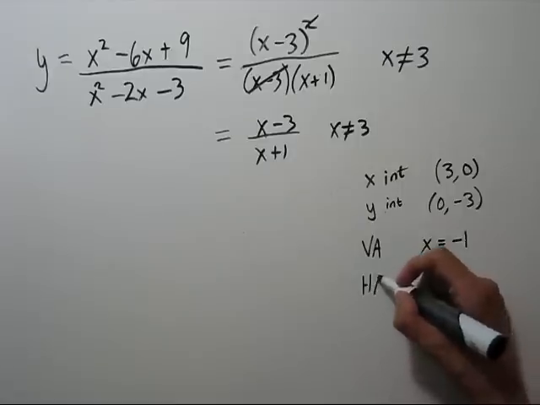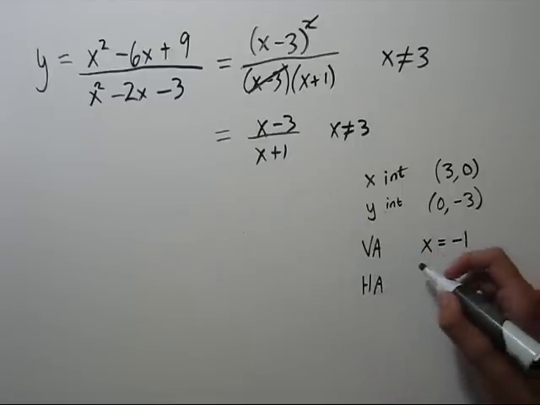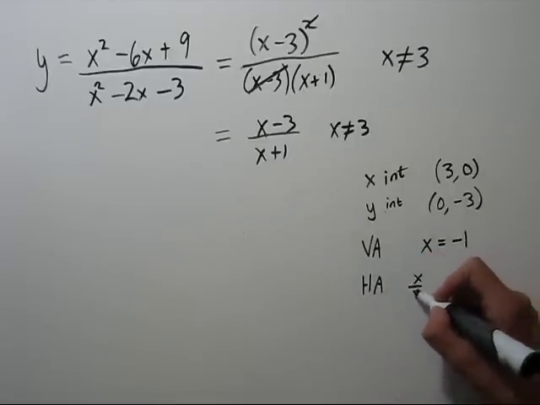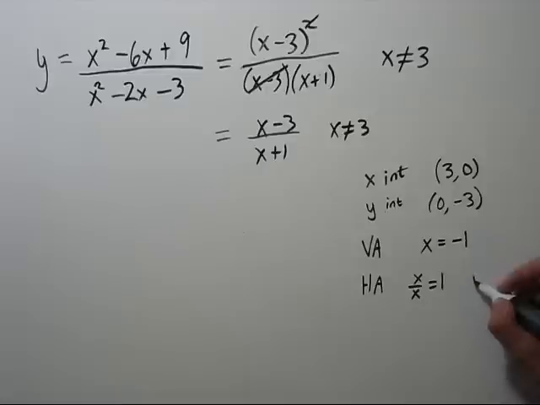Horizontal asymptote, let's take the ratio of our leading terms. We have x over x, which is just equal to 1. So our horizontal asymptote is 1.